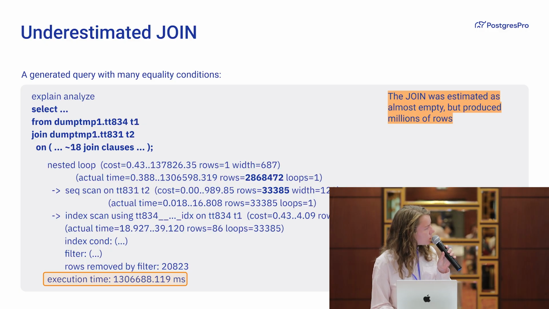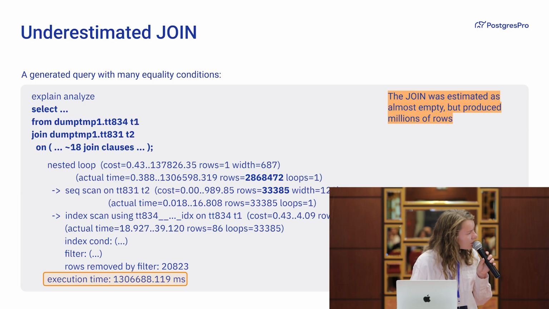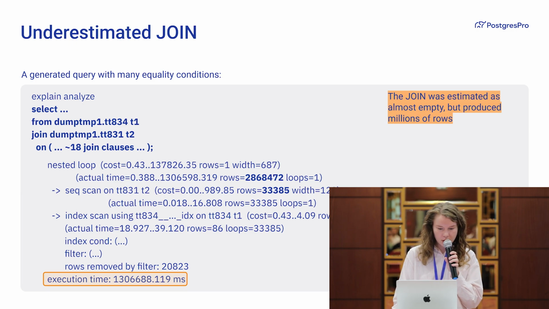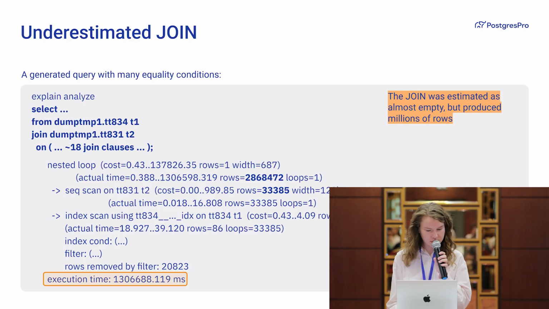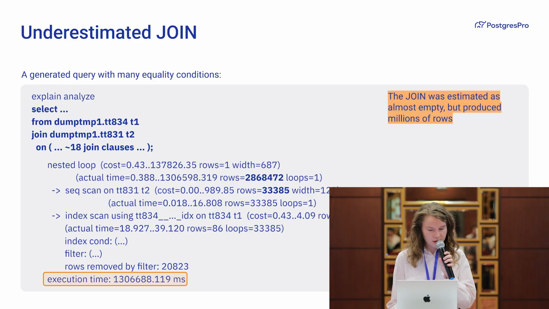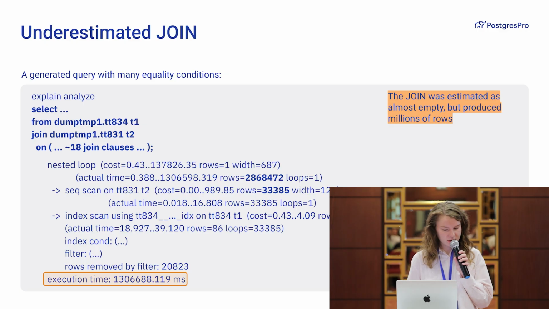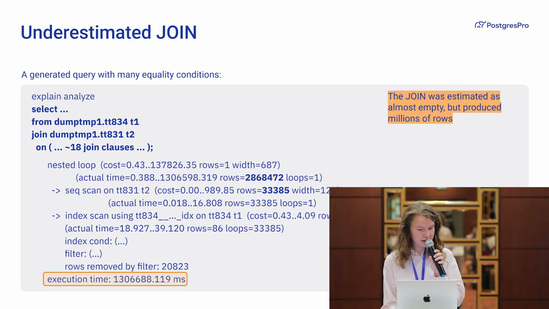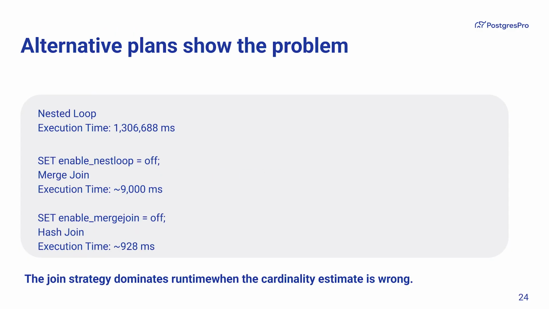But when we go to the execution, the join produces almost 3 million rows. So the inner index scan also executed more than 33,000 times, one for each row. This is the key symptom here. The join looked tiny to the planner, but it was large in reality, and as a result, the selected join strategy became very expensive.